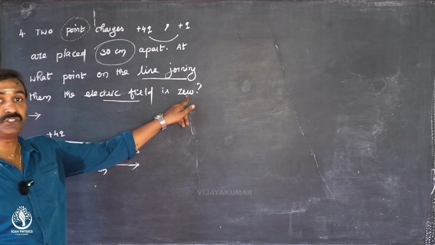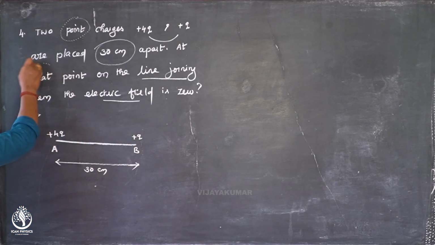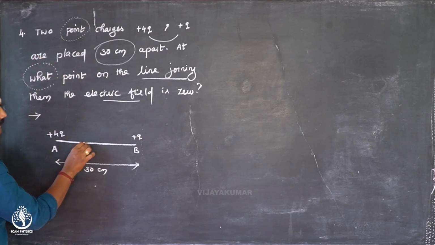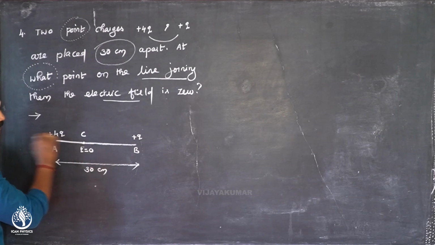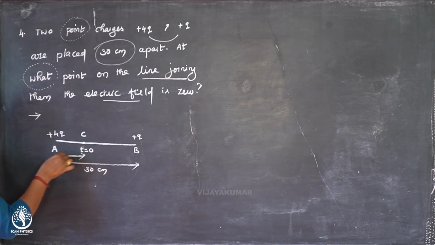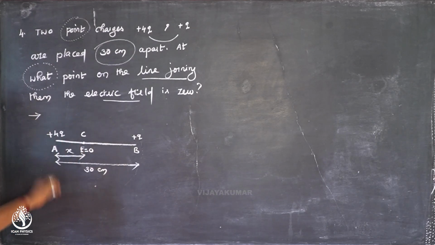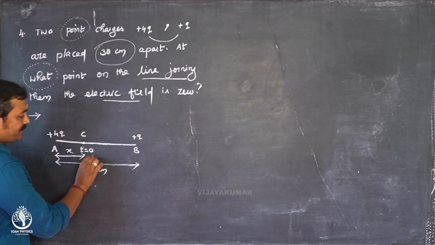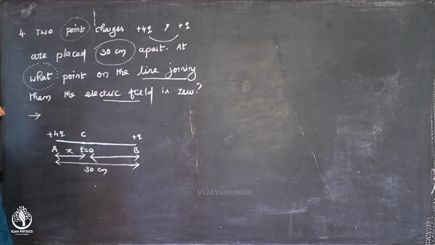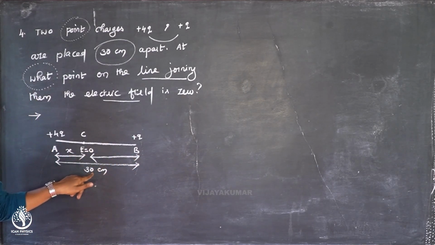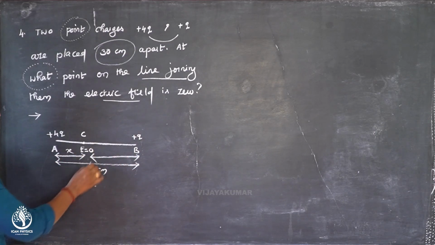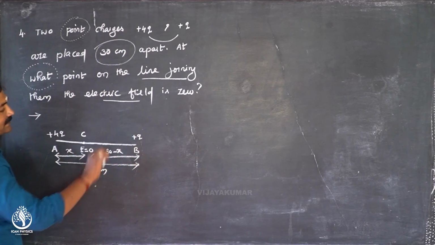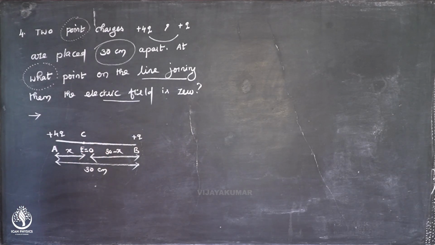At what point is the electric field 0? Suppose I take this point, it may be C, where the electric field is 0. The distance from A to C is unknown, so it is taken as x. The distance from B to C is the remaining part. The total distance between them is 30, one part is x, so the remaining part is 30 minus x. This is the required diagram for us.